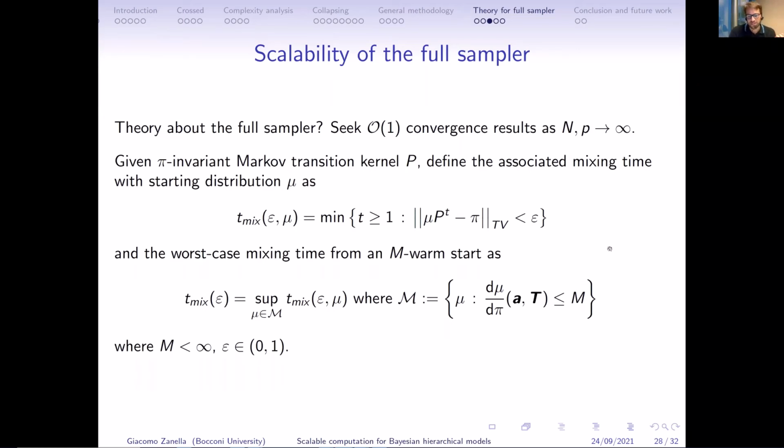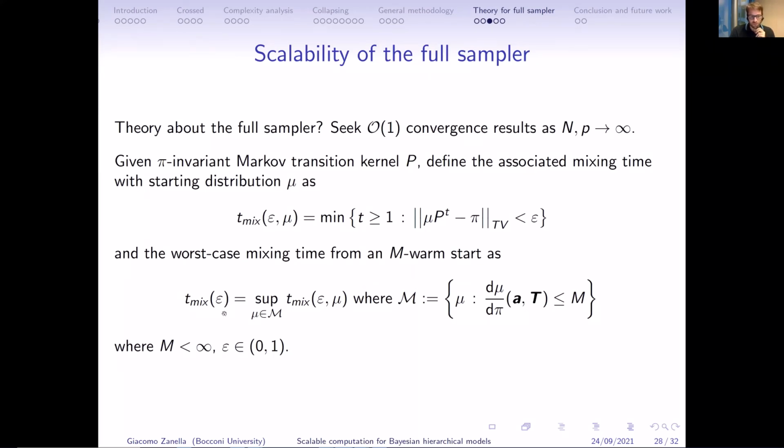This depends on the starting configuration, and then we consider a worst case mixing time from M-warm starts. M-warm means that we assume the starting distribution is absolutely continuous with respect to the target, which means in practice that you need to take a diffuse start configuration. And we assume that the Radon-Nikodym derivative is upper bounded by M, where M is a fixed constant. I will come back to how realistic this assumption is later. So we define T mix epsilon as the worst case mixing time from M-warm starts.